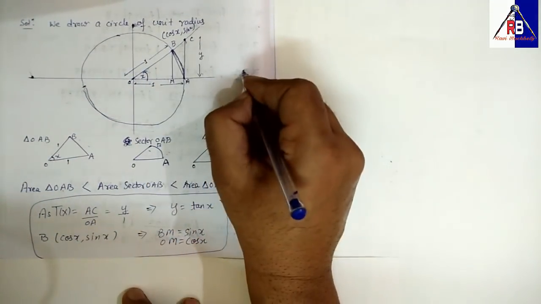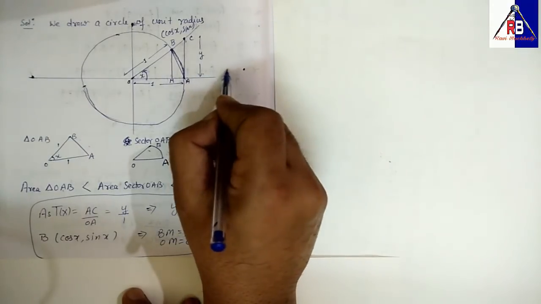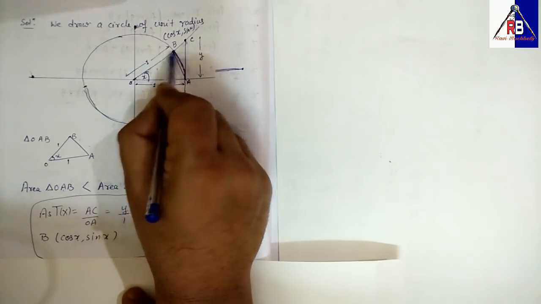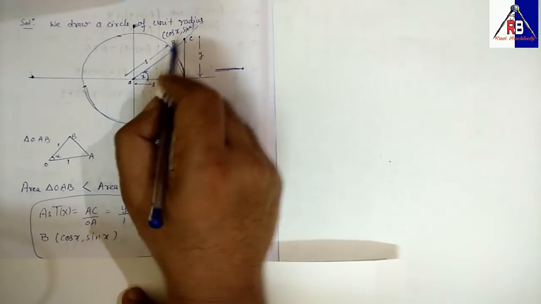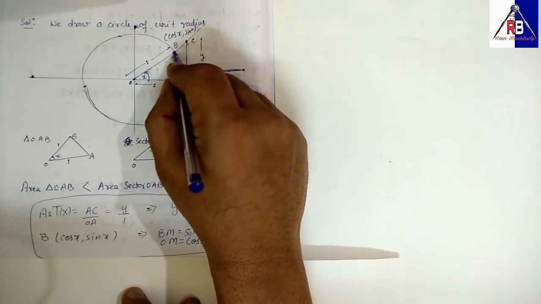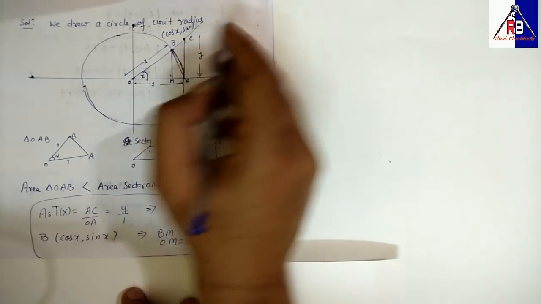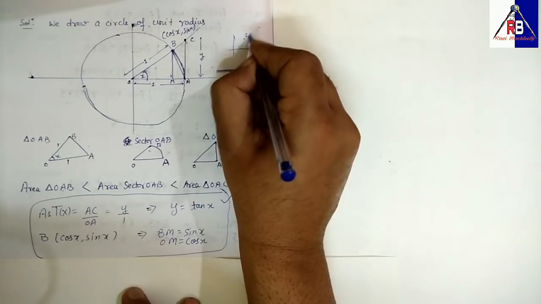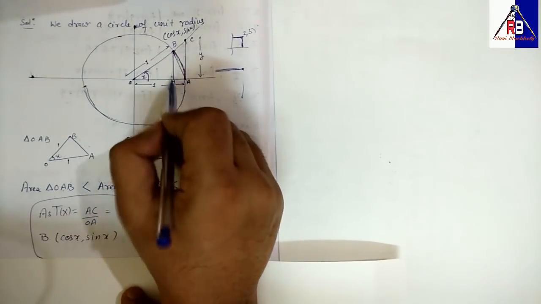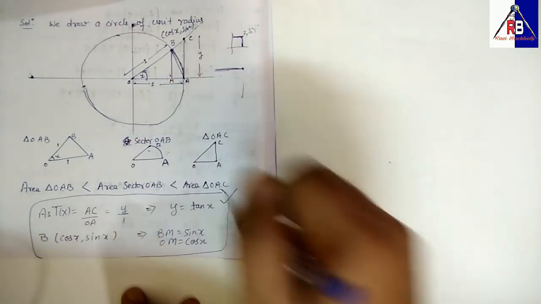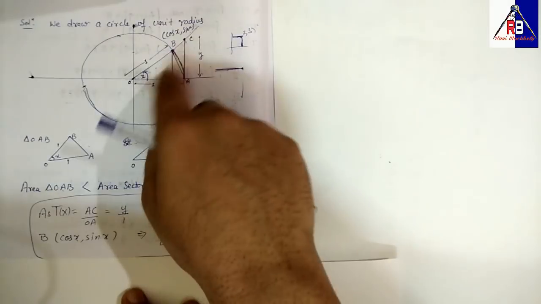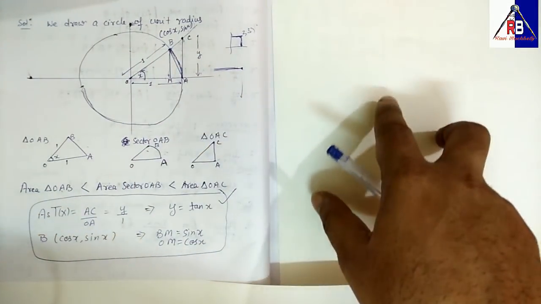So if the point B is cos x sin x, it means that this length, okay, this is cos x, and this height is sin x. This height is sin x, this is cos x. Like if you take a point 2, 3, so it means this length is 2 and this is 3. So this is cos and this is sin. Okay, so BM is sin x and OM is cos x.